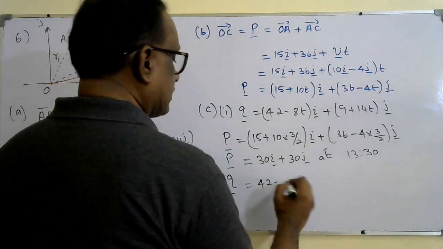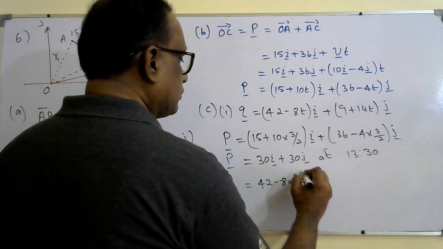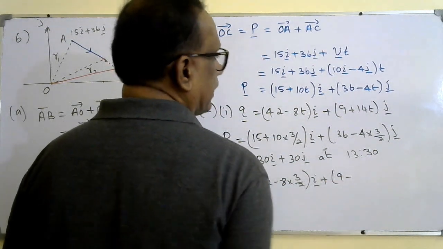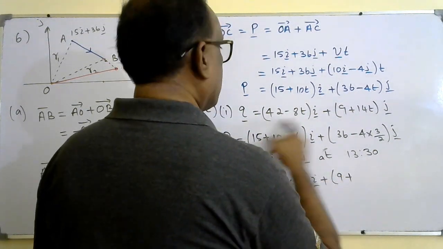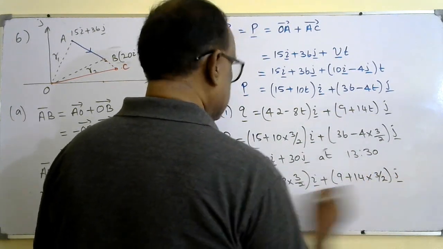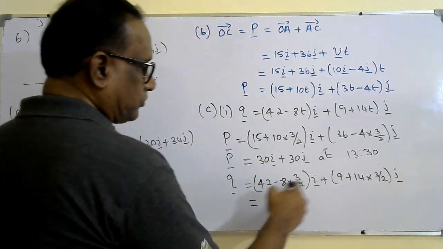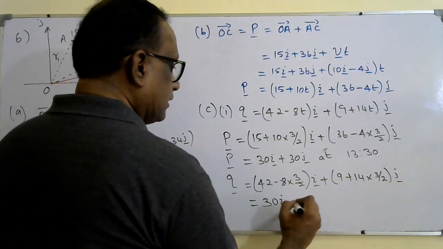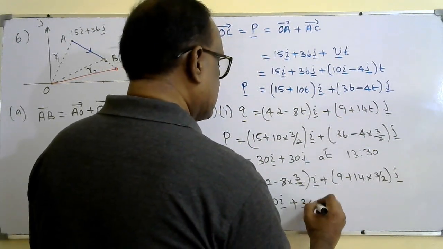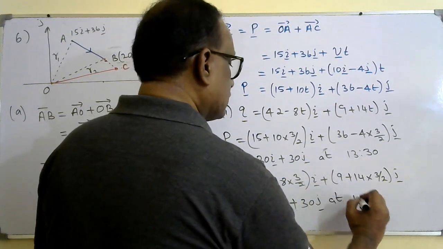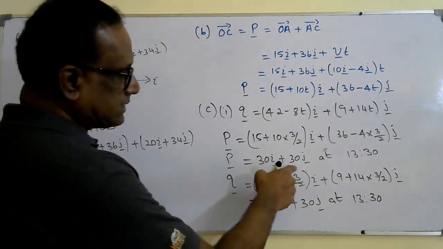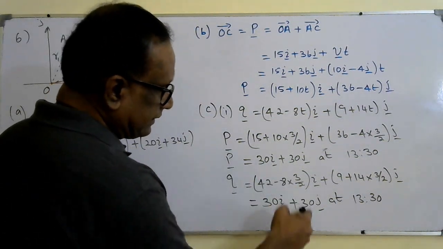42 minus 18 to 3/2 I plus 9 plus 14, 3/2 J. So it's going to be 42 minus 12, 30 I plus 9 plus 14, 7, 21, yes, 30 J. Yes, both have exactly the same coordinate, 30I plus 30J, right?